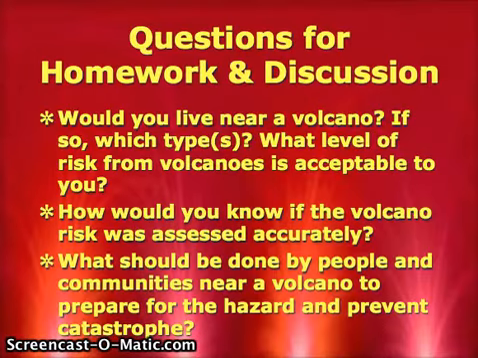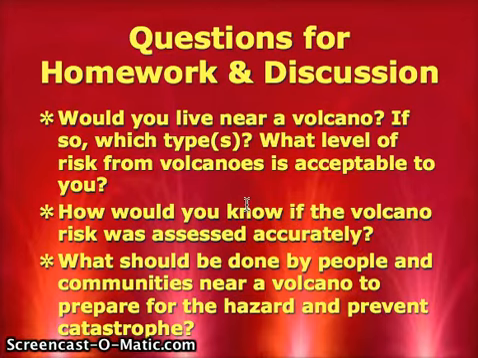would you live near a volcano? Now, the sub-question this time is, if so, which type? We'll see that different types of volcanoes have different styles of eruption. So that's going to be a very important aspect that you'll want to consider when you're looking at whether or not you would live near a volcano. What level of risk from volcanoes is acceptable to you? And that, again, is linked to the type of volcano. How would you know if the volcano risk was assessed accurately?